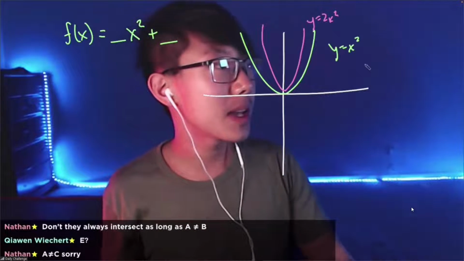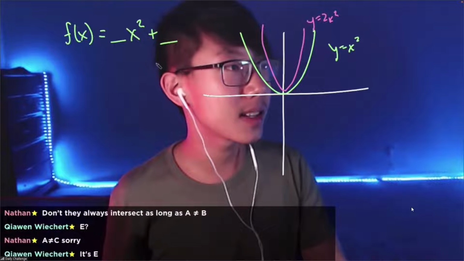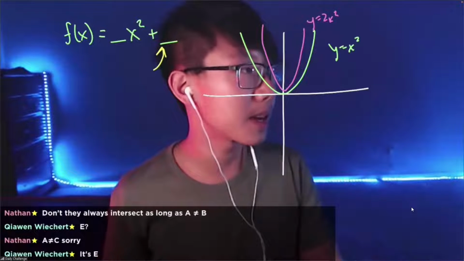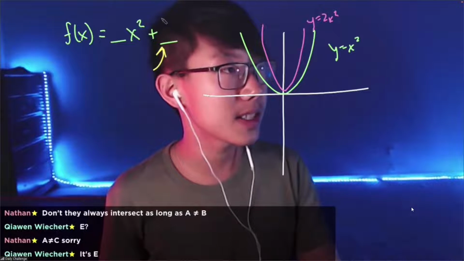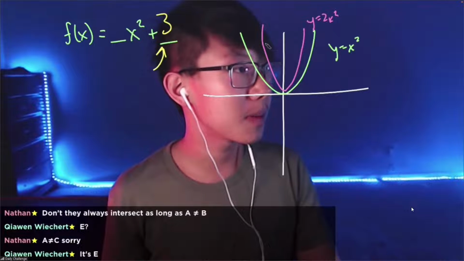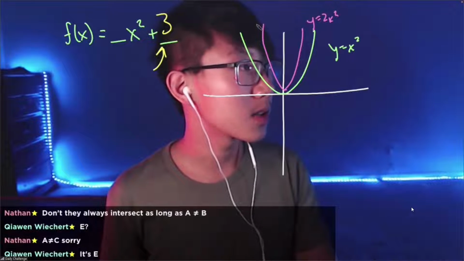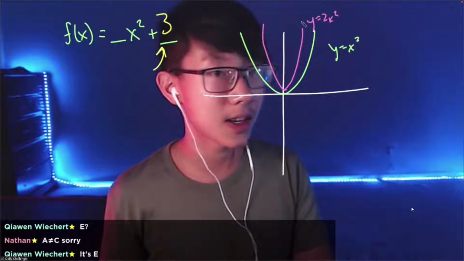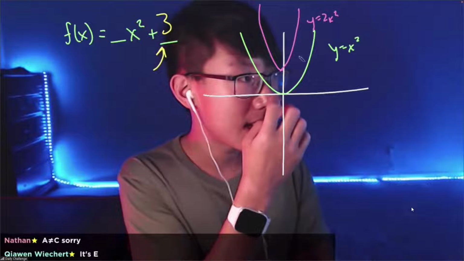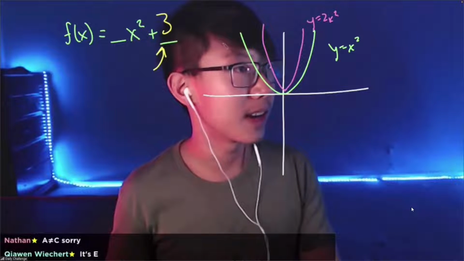And finally, what this constant here does is it moves the parabola up or down. So if I said plus 3, for example, I would be moving the parabola exactly 3 up. So I would do something like this, right? It'd move exactly 3 up. But we're not going to do 3 for now.